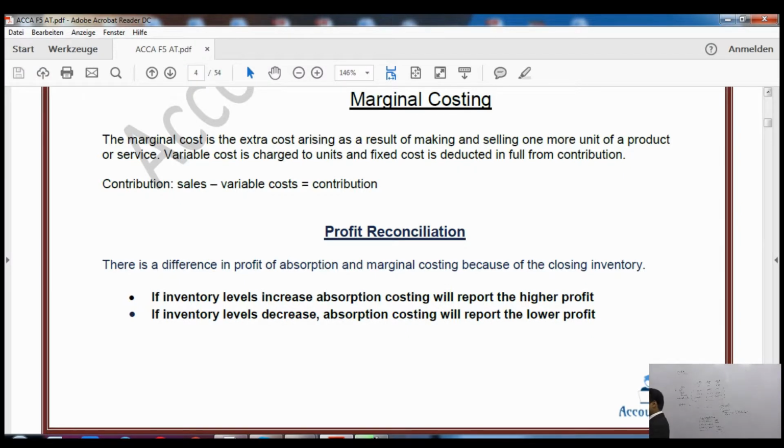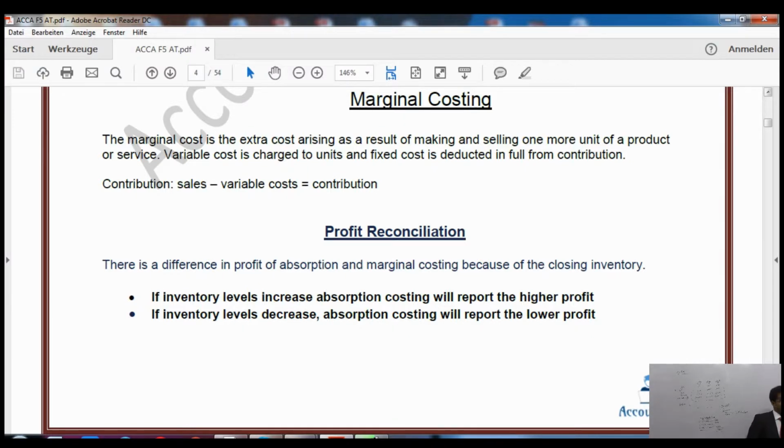So marginal cost is the extra cost arising as a result of making and selling one more unit of a product or service. Variable cost is charged to the units, and fixed cost is deducted from the contribution. So we take the sales, then we deduct the variable cost out of it, and under marginal costing we call it the contribution margin or the contribution. Now if we deduct the fixed cost out of the contribution, that will be our profit. But we deduct the fixed cost in full. We do not divide it by the number of units, we do not calculate per unit. We just deduct it in full.